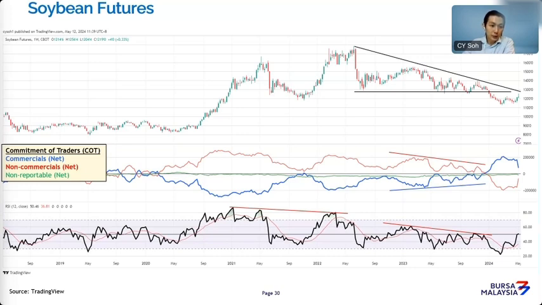But here, what I want to highlight to you is actually the Commitment of Traders, the COT report here. So here there are two main lines we want to see, which is the blue line and the red line.